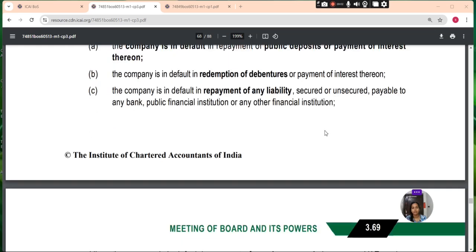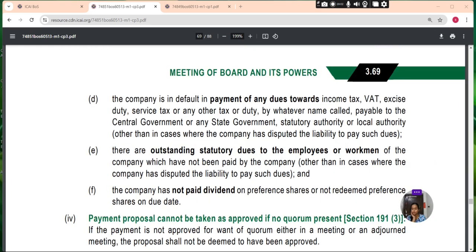उसके बाद में है the company is in default in payment of any dues towards the income tax, VAT, excise duty, service tax, any other tax, duty, whatever name called, payable to the central government or any state government, statutory authority or local authority other than in case where the company has disputed the liability to pay such dues. There are outstanding statutory dues to the employees or workmen of the company which have not been paid by the company other than in the cases where the company has disputed the liability to pay such dues. And the company has not paid dividend on preference shares or not redeemed preference shares on the due date.